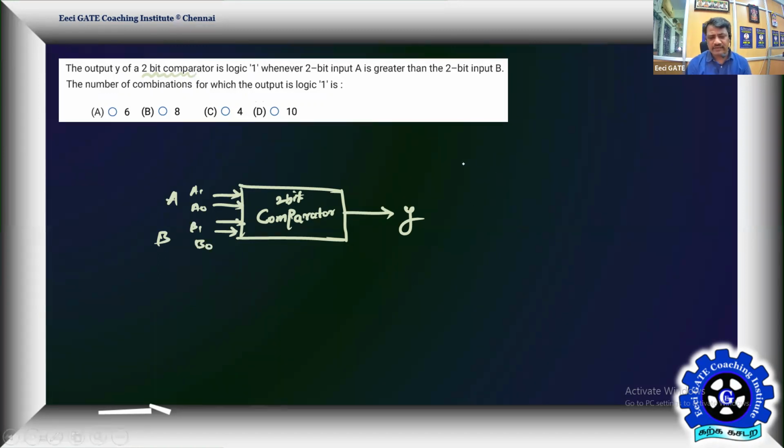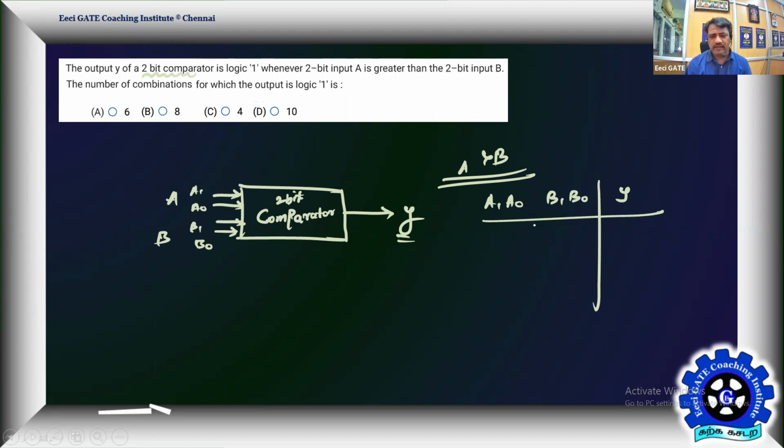So what we have is A data. Who has to be greater than the other one? A should be greater than B, so we have to check for A greater than B. If 2-bit A data is greater than 2-bit B data, then Y will be 1. How many combinations will make it? Let me take A1, A0, then B1, B0, then output Y. So have 0, 0, 0, 1, 1, 0, 1, 1.